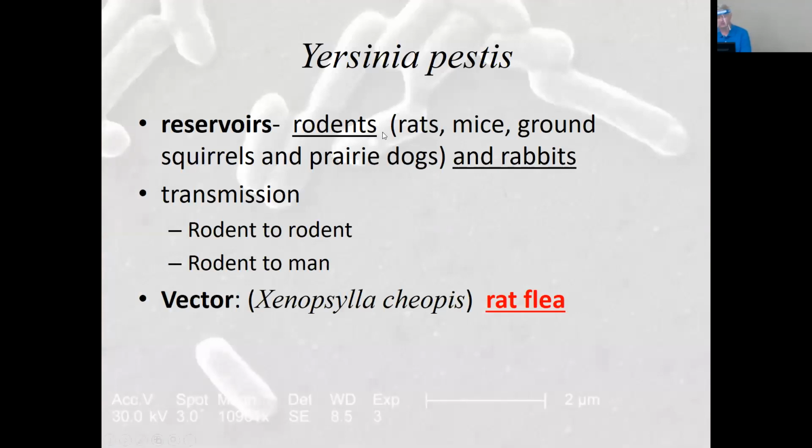Okay, so where does it come from? It comes from rodents: rats, mice, ground squirrels, prairie dogs, and rabbits. It's usually a flea that leaves those reservoirs with it. The reservoir is not killing the rat, the mouse, the ground squirrel, or the prairie dog, so you can get transmission from rodent to rodent, but rodent to man. The vector is the rat flea, Xenopsylla cheopis.